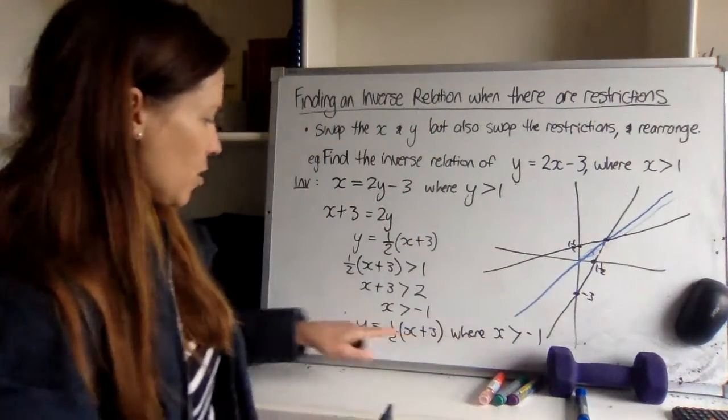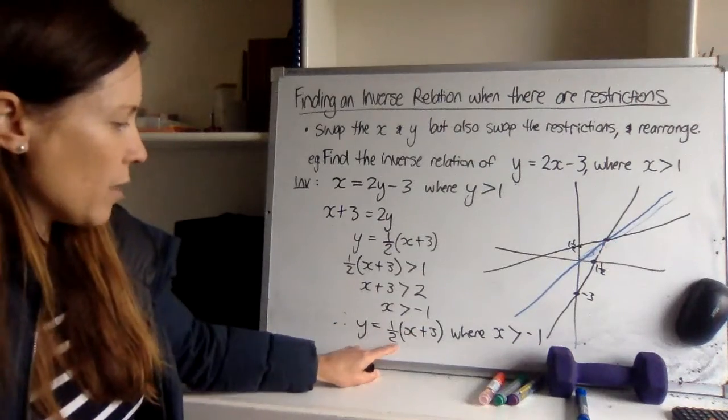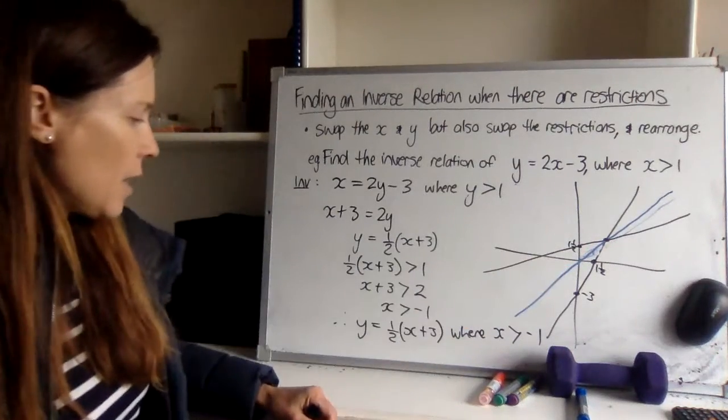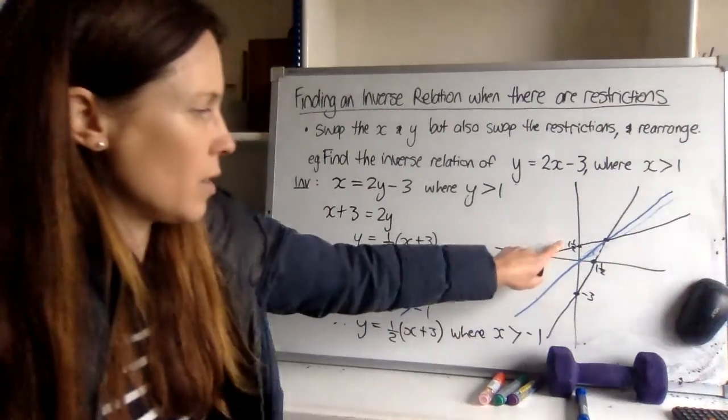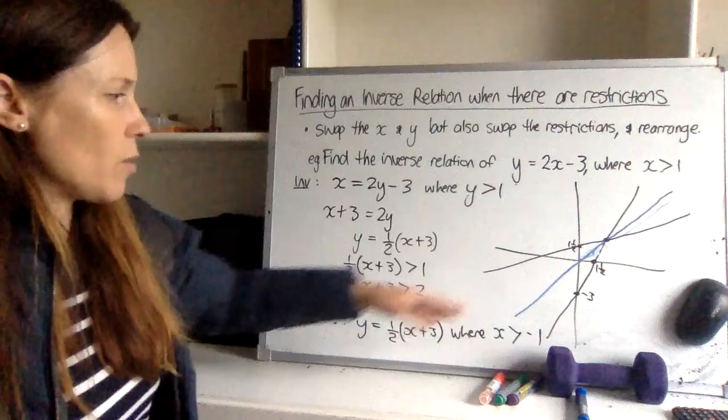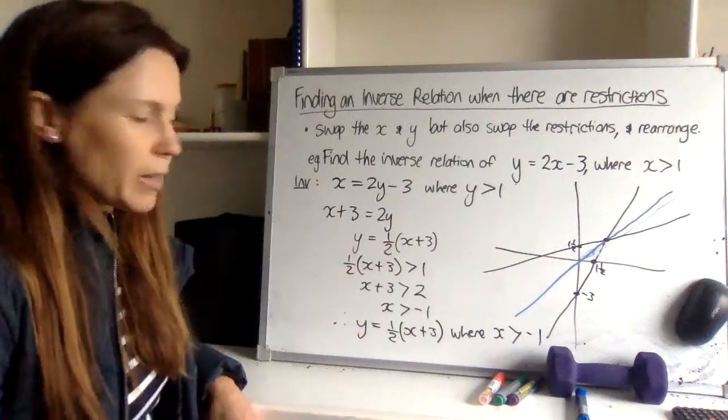Now, does that look like the straight line we've come up with? Well, it's got a gradient of half. Yep, that looks right. And it's going to have a y-intercept of half times 3, which is 1.5. Yep, that's exactly what we've got there. So doing it graphically or algebraically, we're going to get the same thing.